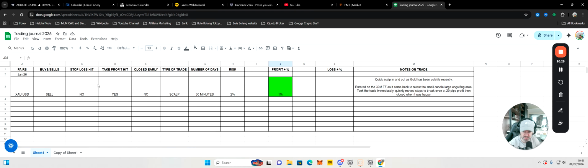So here we come across the trading journal. I've got it here, trading journal 2026. I've got January 26, just means the year, it's not the day. And I only took a gold scalp. It was right in the beginning. It was a sell. Stop loss hit? No. Take profit hit? Yes. Did I close early? No.